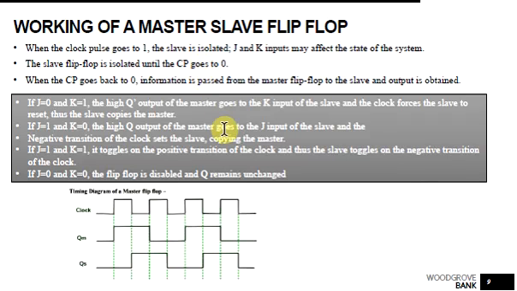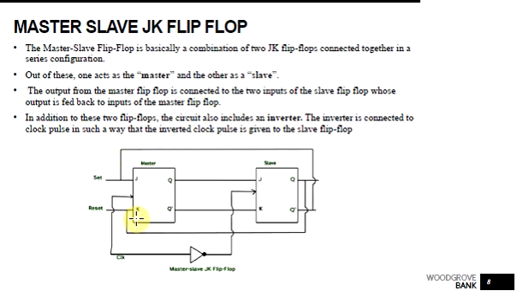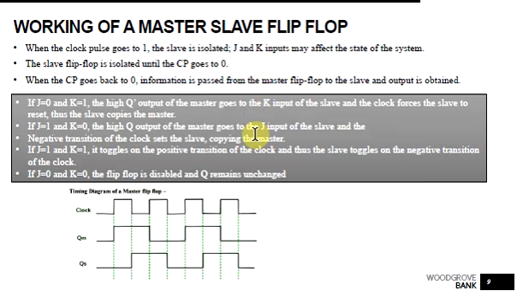And if J is equal to 1 and K is equal to 0, the Q will be high. So when J is 1 and K is 0, that corresponds to the set condition, and Q will be high. That will be passed on to J and K respectively during the next negative pulse, 1 here and 0 here. So that corresponds to the set condition, and Q will be high.